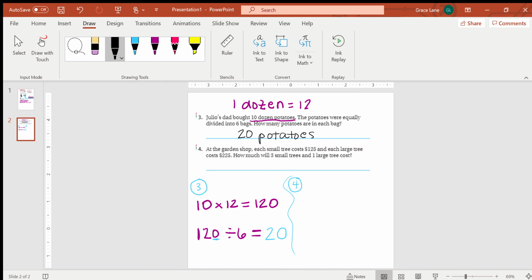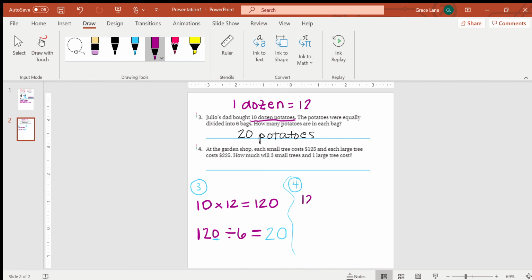And then number 4 says, at the garden shop, each small tree costs $125 and each large tree costs $225. How much will 3 small trees and 1 large tree cost? Okay. This actually has nothing to do with division. This is all going to be multiplying and adding. So we're going to get 3 small trees, and each small tree costs $125. First, figure out how much the small trees are going to cost.